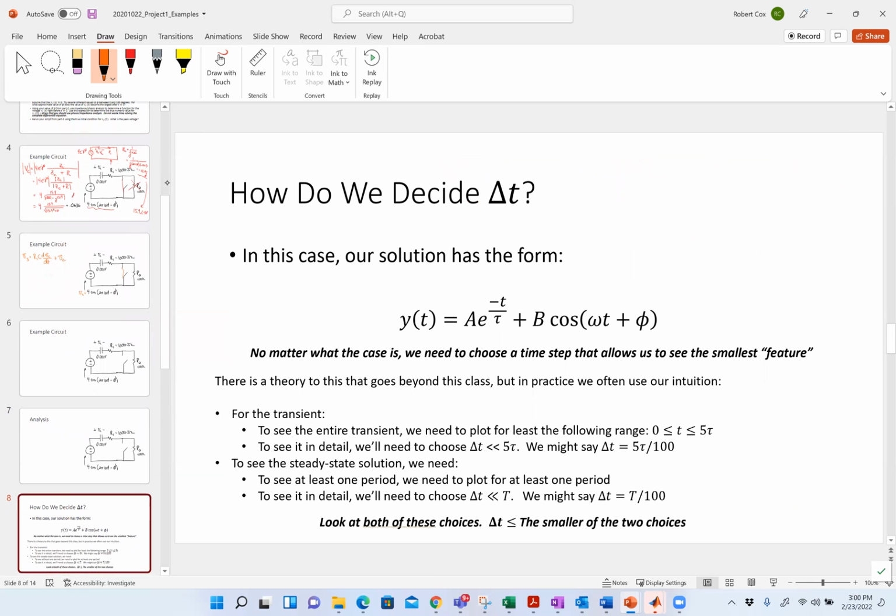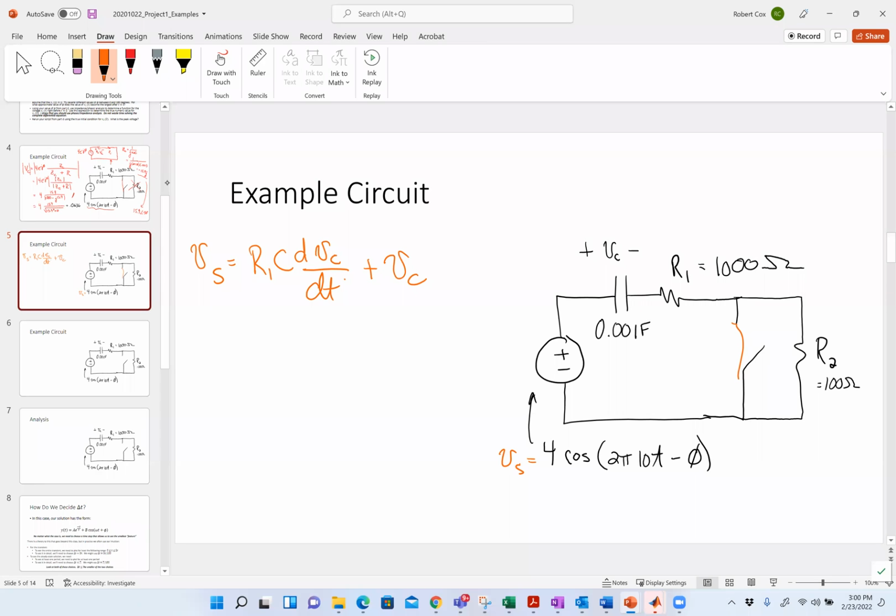Before I jump ahead to anything about the time step, I'm not asking you to solve this differential equation by hand, though you can as a check on yourself. What does the solution to this differential equation look like? What does v sub c look like? What is the total solution? B cosine omega t, and omega in this case is 2 pi 10, plus, I'll call it theta to have a different angle.